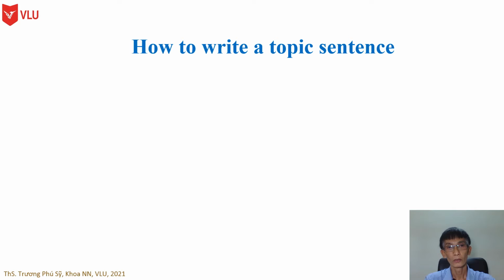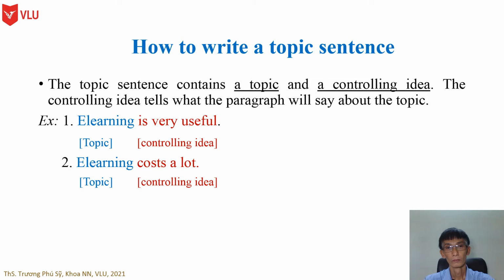Now, I will instruct you how to write a topic sentence. The topic sentence has 2 parts, a topic and a controlling idea. Now look at the example here. Learning is very useful, in which learning is the topic, and the controlling idea is very useful. Or the second, number 2, e-learning costs a lot. The topic is e-learning and costs a lot is the controlling idea.